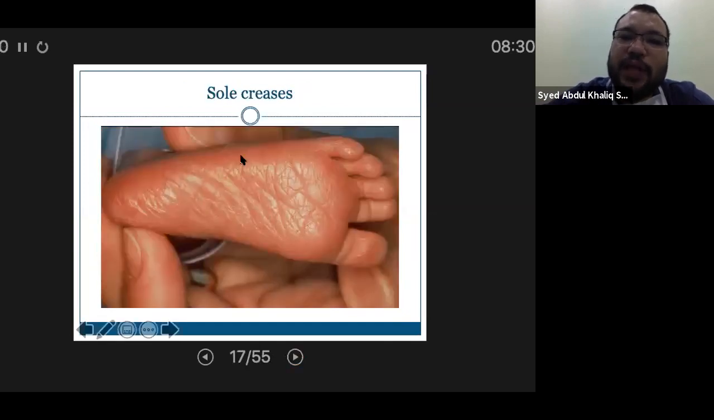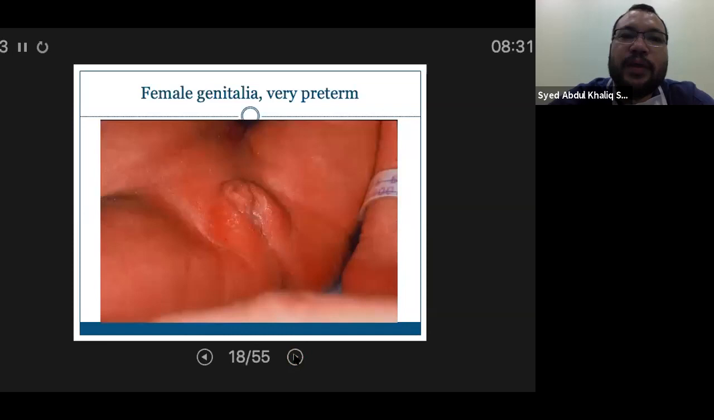For sole creases, if there are no creases at all, just flat, sometimes it shows that the baby is more premature. Sometimes there are creases only in the upper third, and so on. So you look at the sole creases. These are very useful assessment tools. And in a very preterm baby, you can see the labia is a bit different: the labia minora look more prominent, and the majora look small.